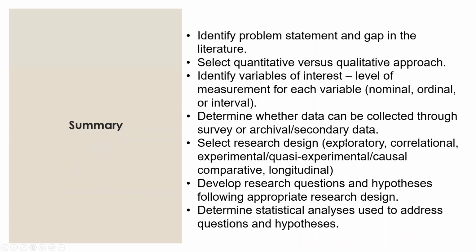So in summary, you first need to lay the groundwork for your purpose statement, identify a gap in the literature, formulate a purpose statement, look for your theoretical framework to support your study, then select a quantitative or qualitative approach, identify your variables of interest and what is the level of measurement for each variable. Is it nominal, is it ordinal, or is it interval? Determine if you're going to use a survey or collect data through an archival spreadsheet or a secondary source, select your research design, exploratory, correlational, or experimental, and longitudinal are all possibilities. Then develop your research questions and hypotheses following this appropriate design, and then determine what analyses are best to address those questions and hypotheses.